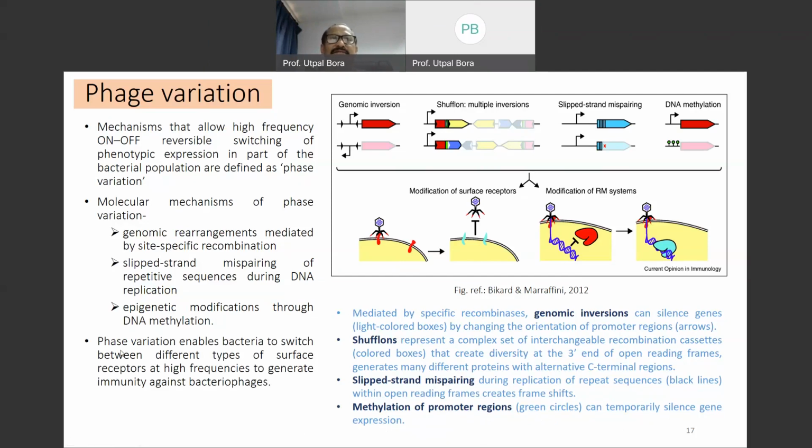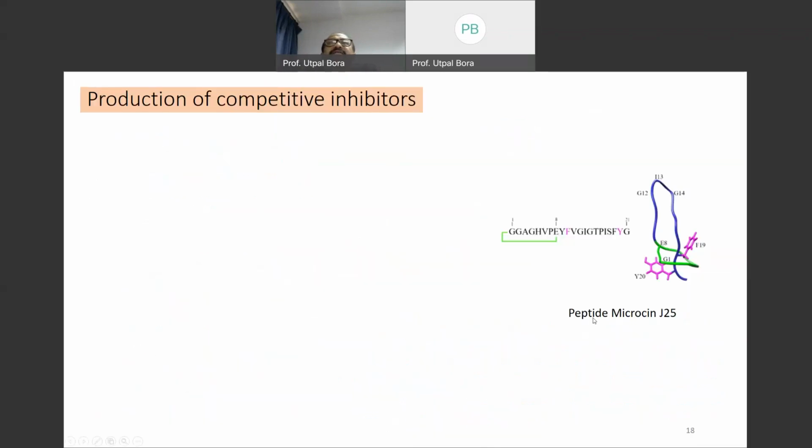The phase variation enables bacteria to switch between different types of surface receptors at high frequencies to generate immunity against bacteriophages. Apart from the receptors, phase variation also occurs in restriction modification systems. Now let us go to the production of competitive inhibitors. So let me take a small break of 1 to 2 minutes.